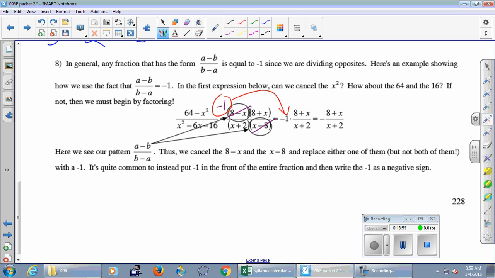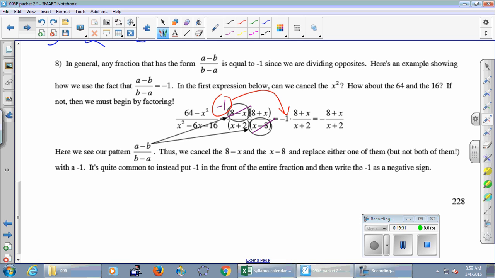We just put a negative 1 right in front of the whole thing. And you can see both of those things have been canceled now. The 8 minus x and x minus 8, they're just not written anymore. But in place of both of them, it's just that negative 1 sitting in the front. And everything else is still left over. The 8 plus x is there. The x plus 2 is still there. Just a negative 1 in the front, and then 8 plus x over x plus 2. Questions on that?